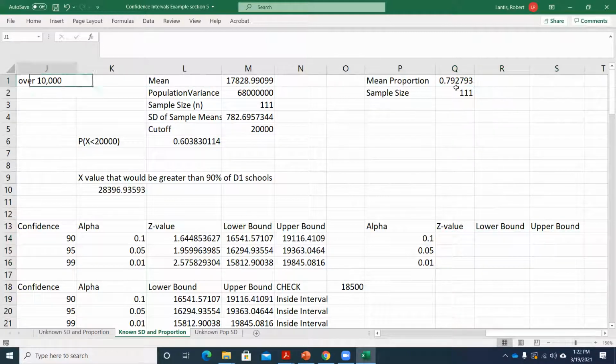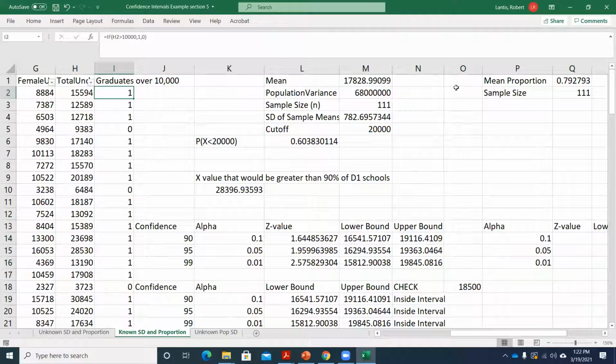So let's have this variable, which is a 1 if the total undergraduates is greater than 10,000, and a 0 when it's not. Okay. So I have this binary variable. If I wanted the proportion, I really just want to calculate my sample proportion of schools that have more than 10,000 undergraduates.